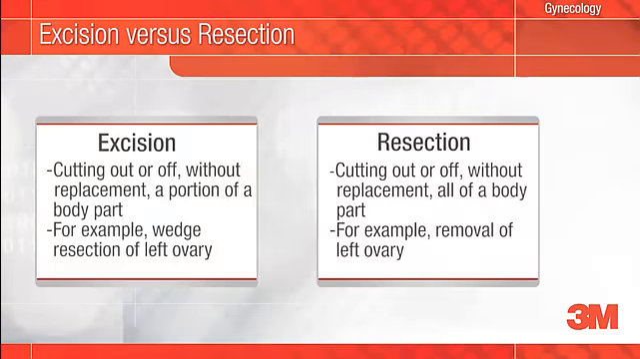ICD-10 PCS has specific definitions for excision and resection. A code for excision is used when only a portion or a part of an organ or body part is taken. For example, a wedge resection of the left ovary. Resection is taking all of a body part. For example, removal of the entire left ovary would constitute a resection.